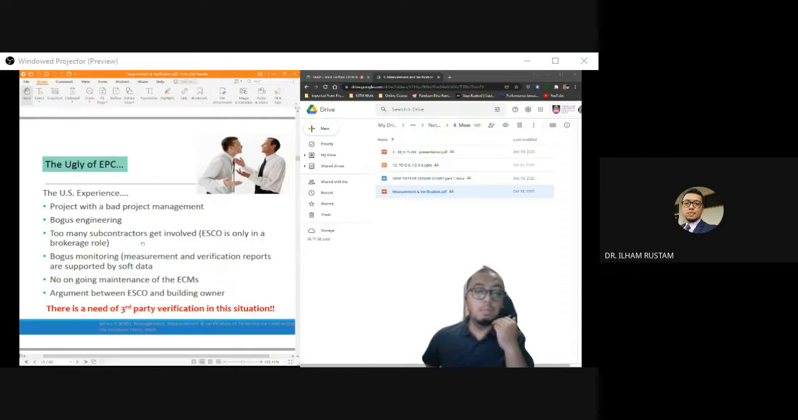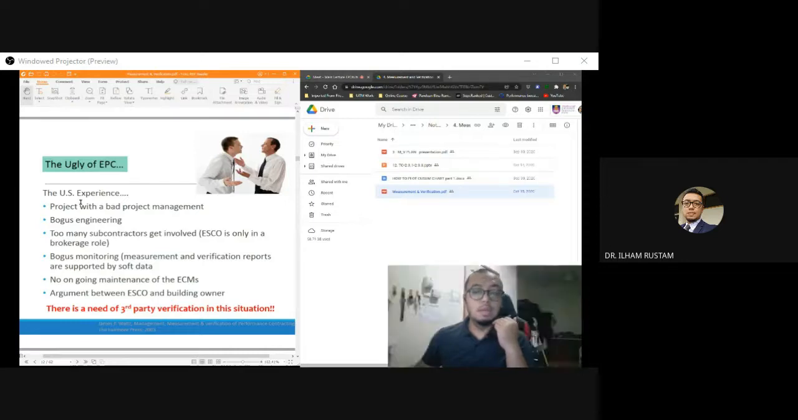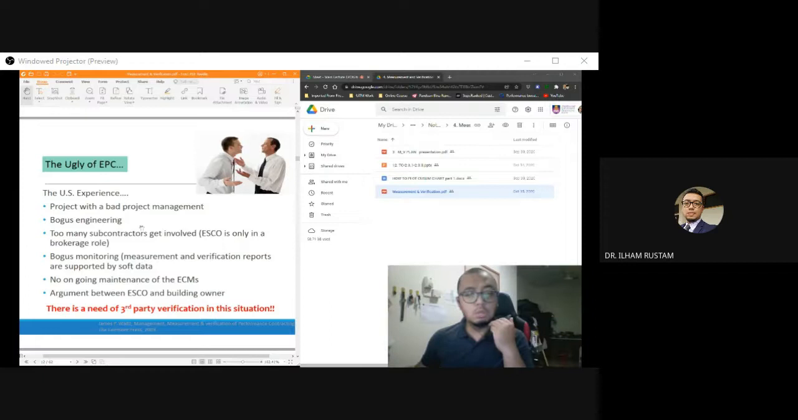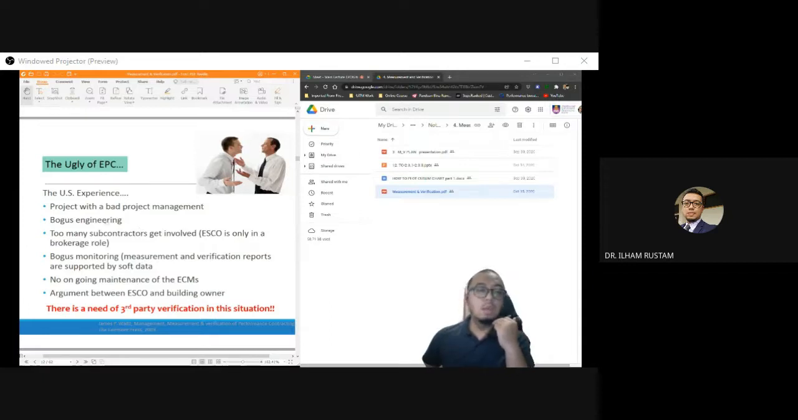This is typical Malaysian style. But even so, that means not only Malaysian. This is US experience. That means even hiring a contractor is actually a very common theme in any kind of industry. So it also happens in the US, where the project is given bad project management, so deliverability is bad. Bogus engineering, that means they made up most of the design and whatnot, so it doesn't work when everything has been installed.